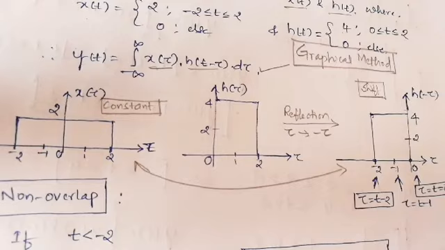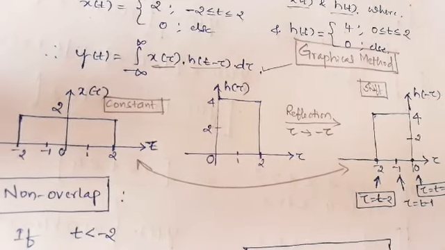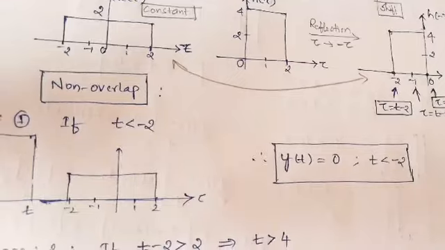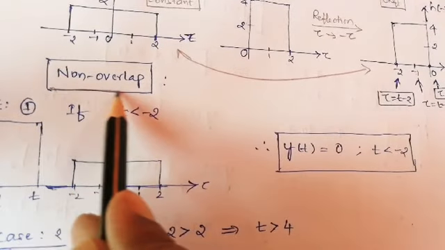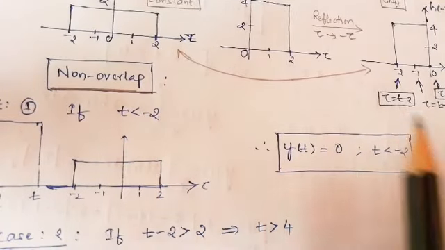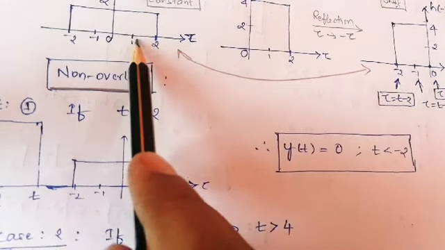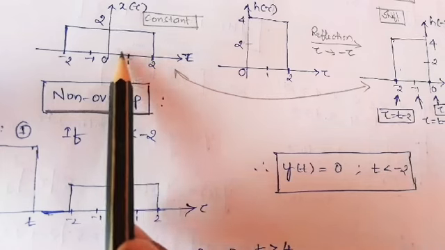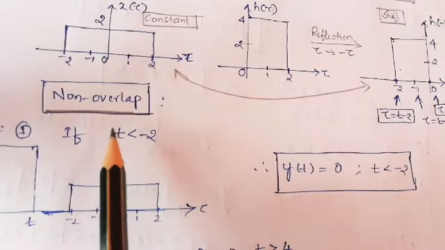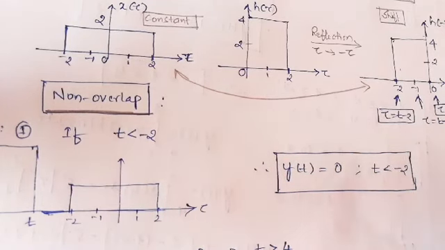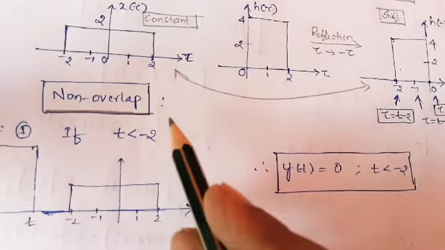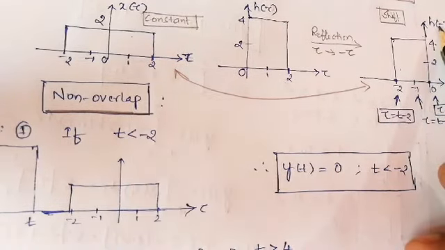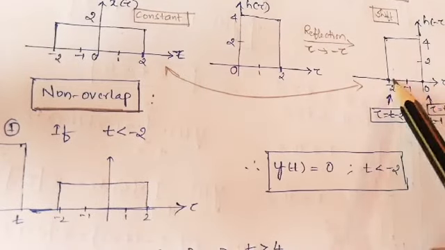For that we will discuss two major cases: non-overlap and overlap cases. First we will see the non-overlap case. Non-overlap case means we keep the first sequence as it is, and we place the second sequence over the first in such a way that there is no overlap. Here both the sequences, x of tau as well as h of minus tau, have finite durations.